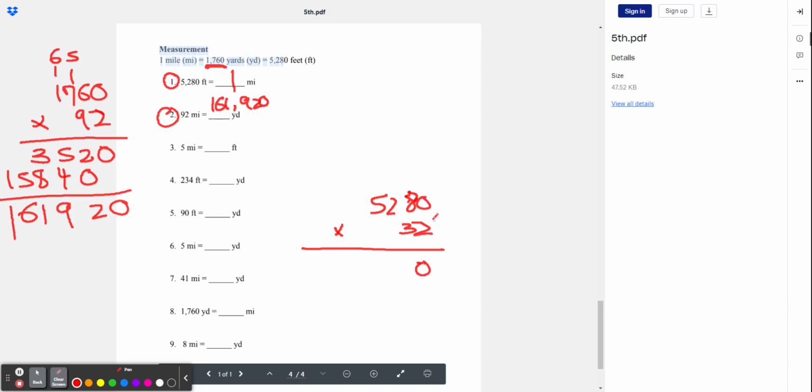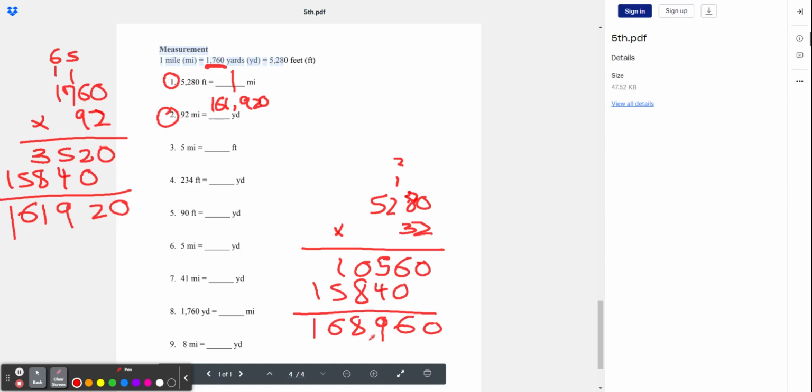0 times 2 is 0. 8 times 2 is 16. 2 times 2 is 4. Plus 1, that is 5. 5 times 2 is 10. 0 times 3 is 0. 8 times 3, 24. 2 times 3 is 6. 6 plus 2 is 8. And 5 times 3 is 15. We add them up. 0, 6, 9, 8, 6, 1.